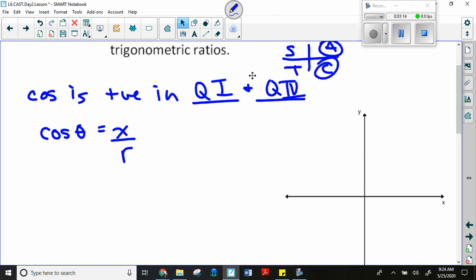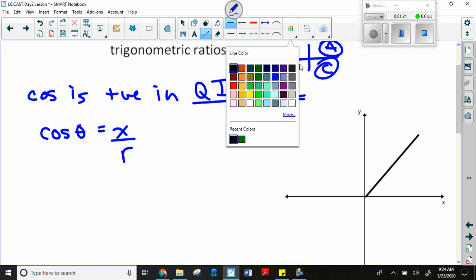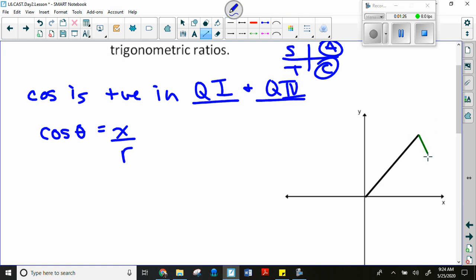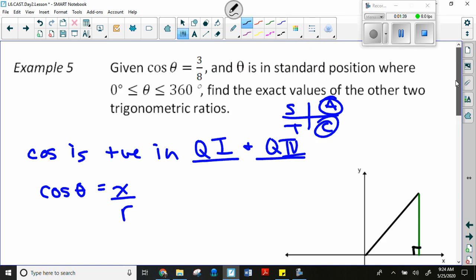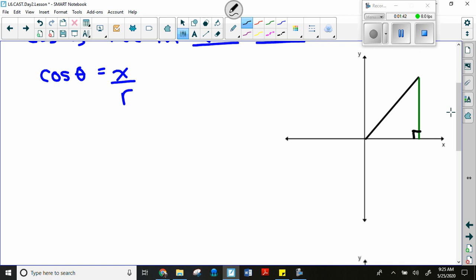So let's do quadrant 1. Draw my terminal arm. Draw my perpendicular in green. Make my triangle that's got an x and an r. Well, this is the x-axis, so they told us the x is 3 over 8. I'm going to just throw that right here just so I can see it. So they said the x value is 3 and the r value is 8.